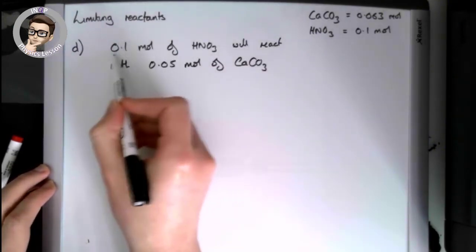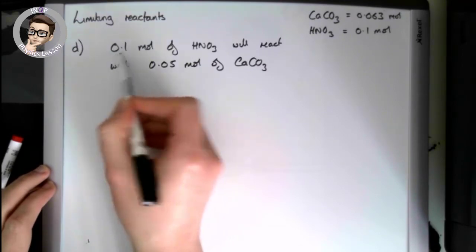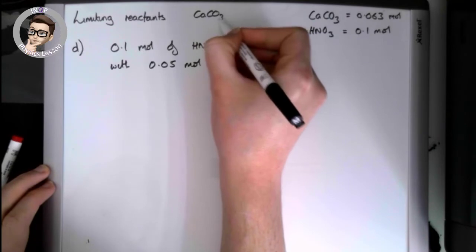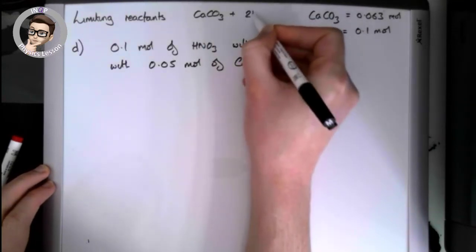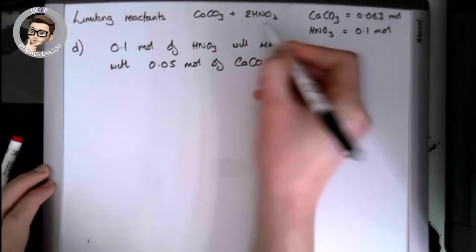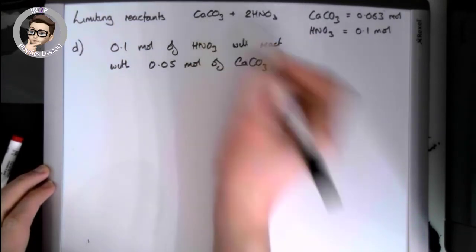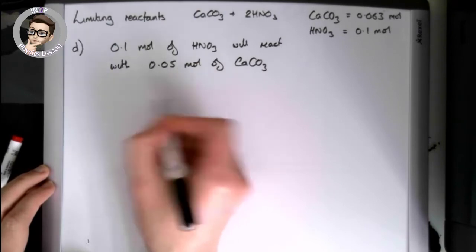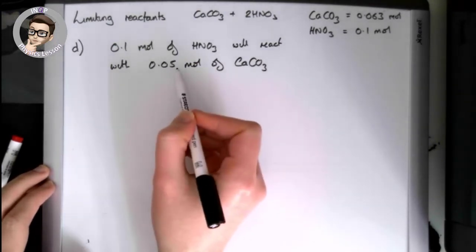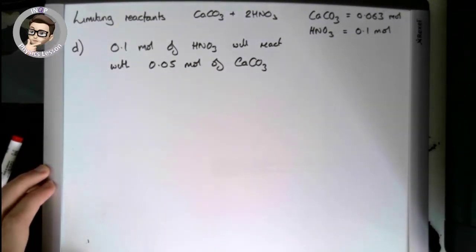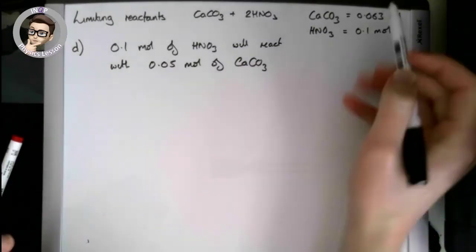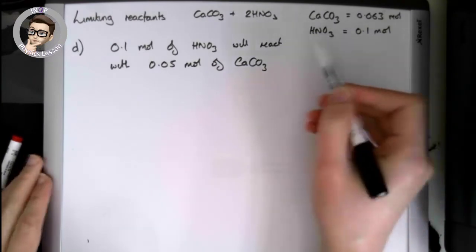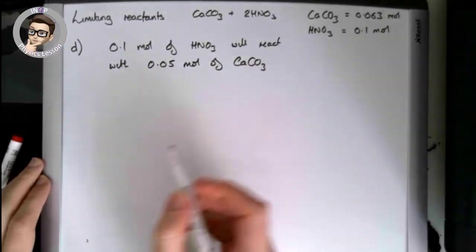How do I know that? Because that was the 2 in my chemical equation. CaCO3 plus 2 HNO3. So I know that 2 lots of that will react with 1 lot of that. Well, I've got that much of it. So in order to react with 1 lot of that, I will only have half of it. So 0.05 moles. Okay, and because that's my limiting reactant, that's what we need to work with, because we still will have some CaCO3, some calcium carbonate, left over.